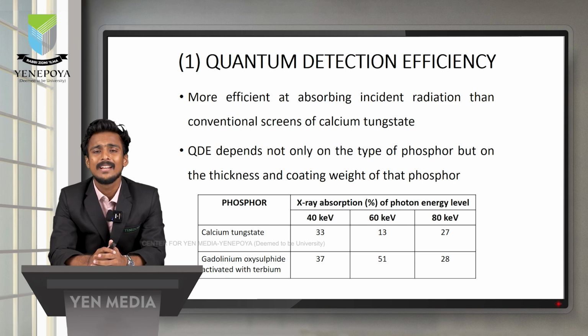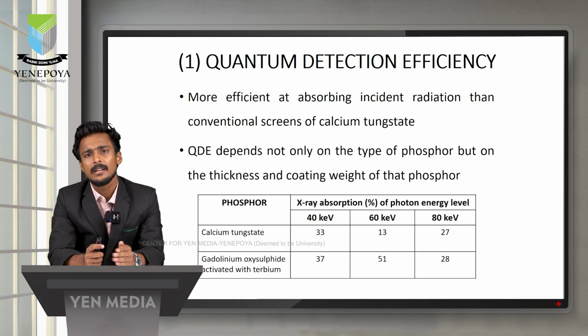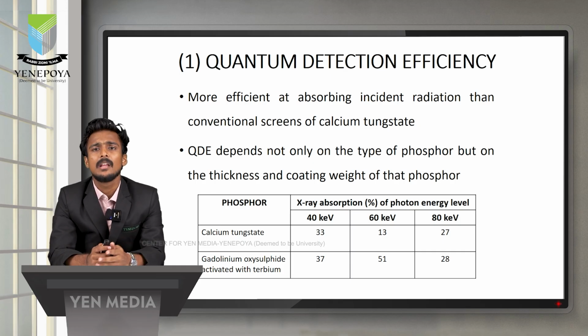At 60 kilo electron volt, it is 13% in conventional phosphor, but in rare earth phosphor it is 51%. At 80 kilo electron volt, conventional phosphor absorbs 27% and rare earth phosphor absorbs 28%. So compared to conventional phosphor, the rare earth phosphor absorbs a higher percentage of photon energy. It will absorb more X-ray photons, which means it will produce a higher amount of light inside the phosphor layer of the intensifying screen, responsible for better image quality.